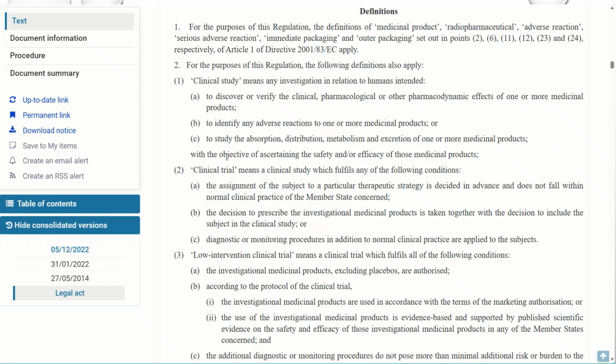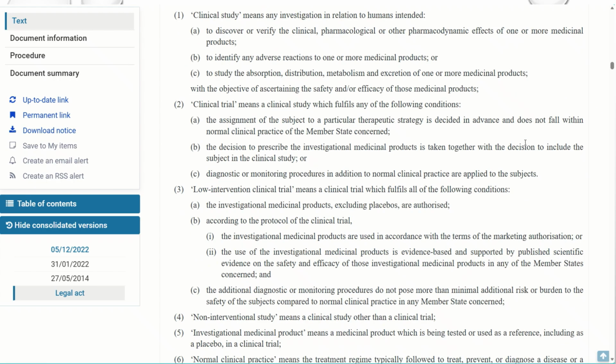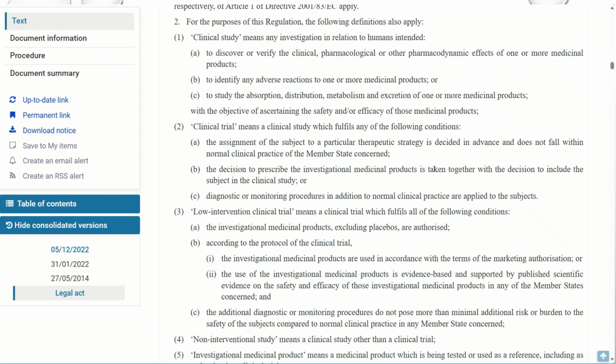And the objective of a clinical trial is to determine the safety and the efficacy of the intervention, or the medicinal products in this particular case. And how do we do that? We need to verify or discover the clinical, pharmacological, or pharmacodynamic effect. So this is one of the primary purposes of the investigation, to identify any adverse reactions to the medicinal product, or if it's one or more medicinal products, and to look at the pharmacokinetics, so to study the absorption, distribution, metabolism, and excretion of one or more medicinal products. And the whole purpose of those three things is to ascertain the safety and efficacy of those medicinal products.